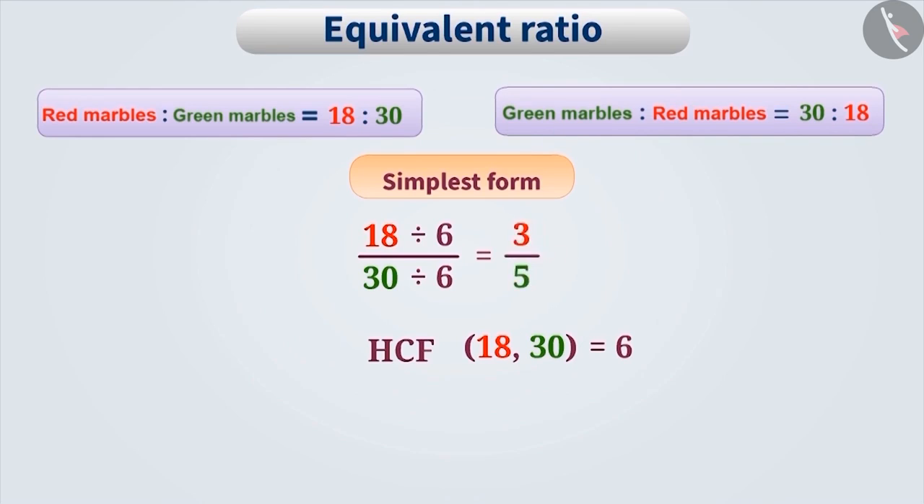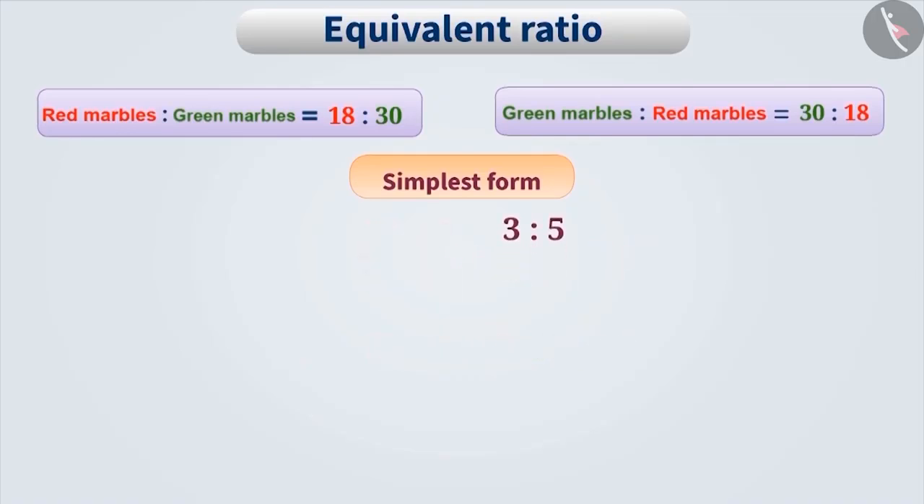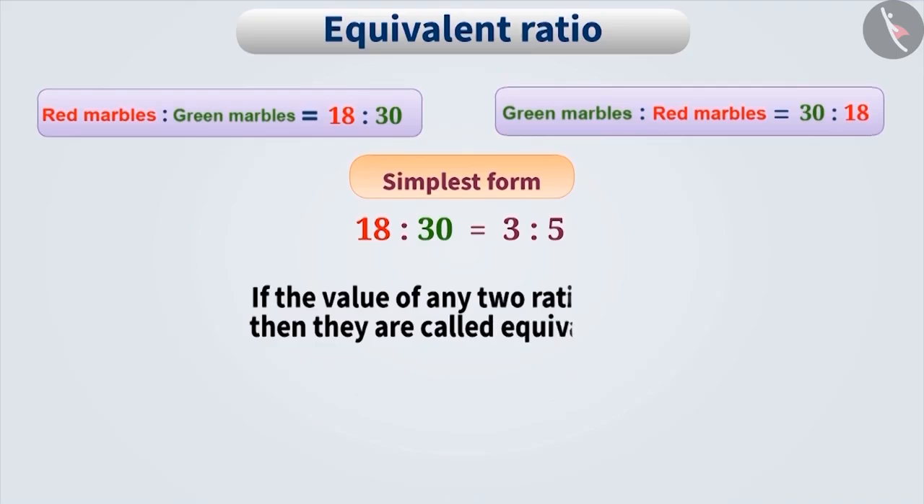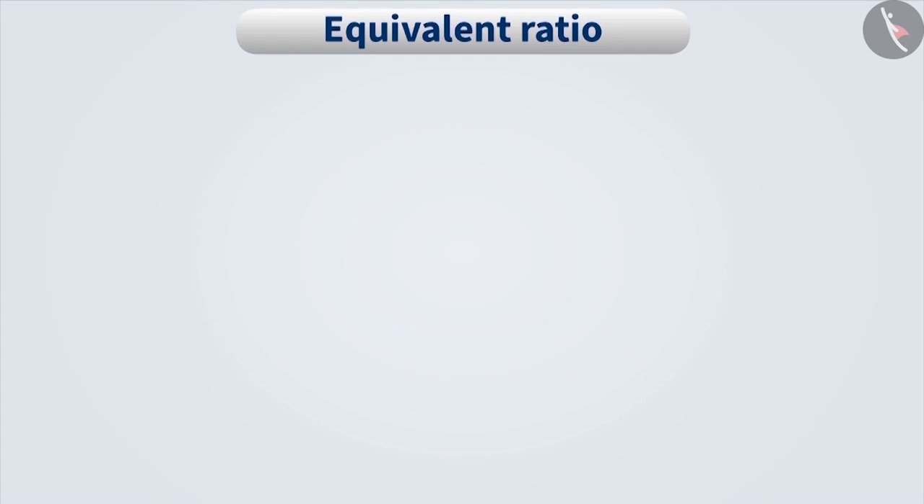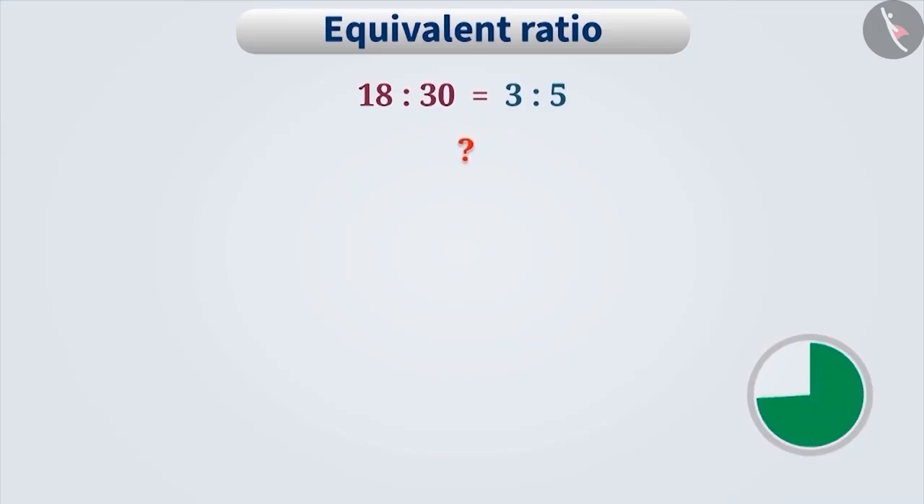Then, we express it in the form of a ratio. Just like 3 by 5 can be expressed in the form of a ratio as 3:5, 3:5 is the simplest form of the ratio 18:30. Here comes another important point. Ratios 18:30 and 3:5 both have equal values and are called equivalent ratios. Okay, is there only one equivalent ratio for 18:30? Think a bit. Let me tell you.